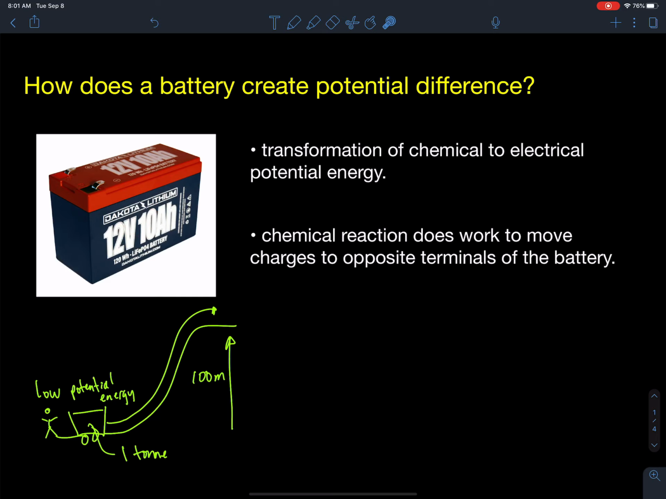And in a battery, you have a chemical reaction that's pumping it. Instead of the roller coaster, what you have is charge. I've got a positive charge, and the chemical reaction is pushing that positive charge uphill to high potential energy.